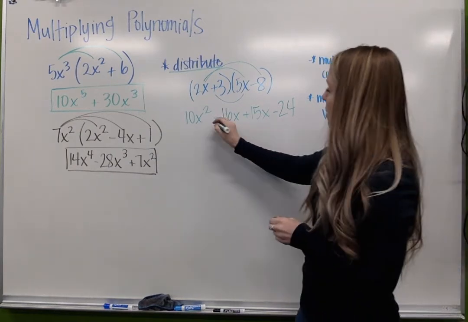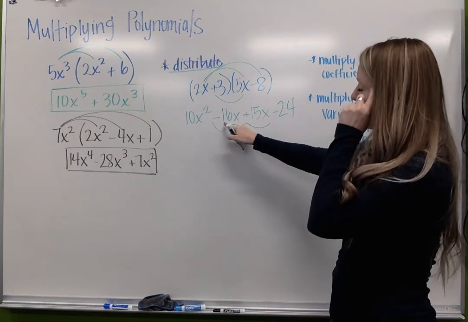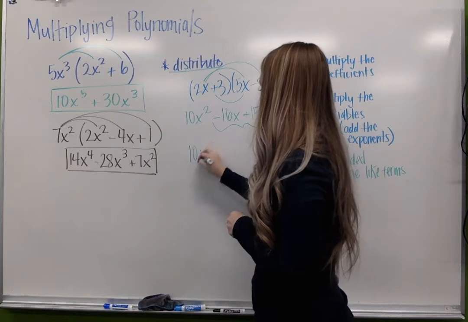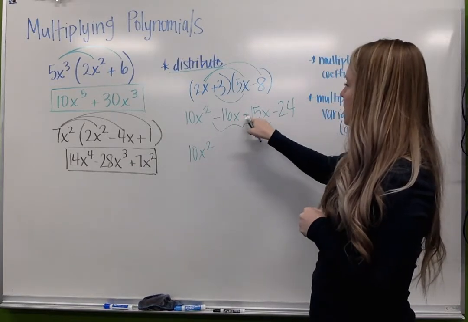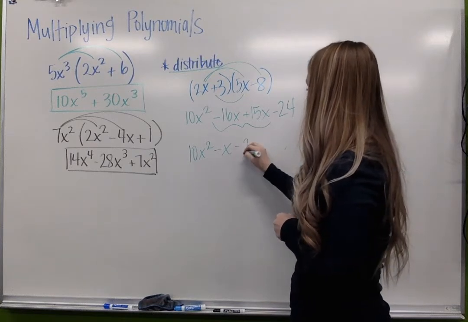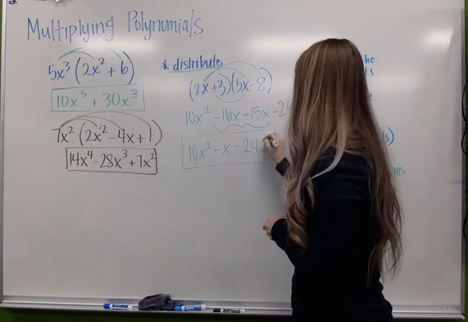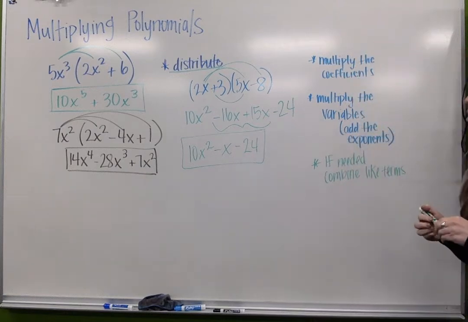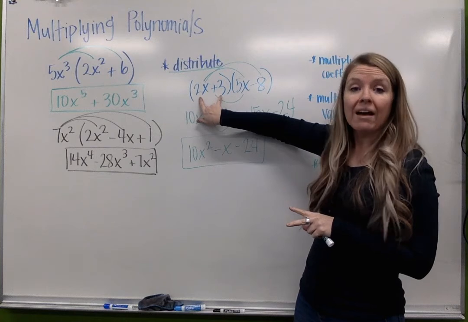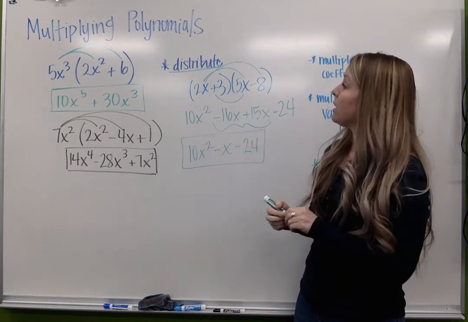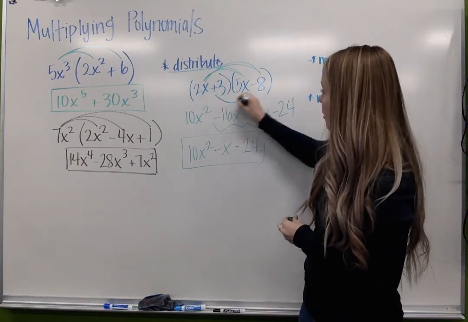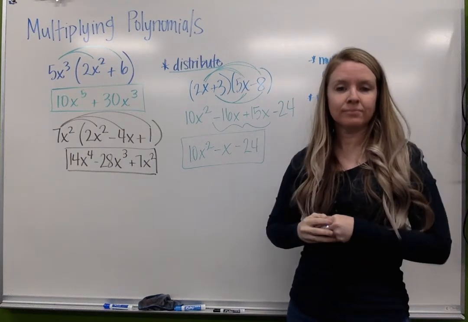Cool. So I need to combine these two middle terms. They're both x to the first. So we keep the 10x squared. Negative 16x plus 15x is negative x. And then we keep the negative 24. So when we have a binomial times a binomial, we have to distribute each term in the first binomial to each term in the second binomial.